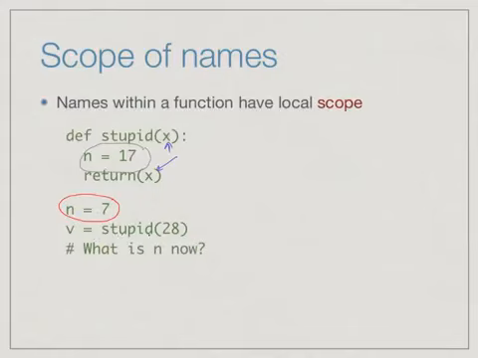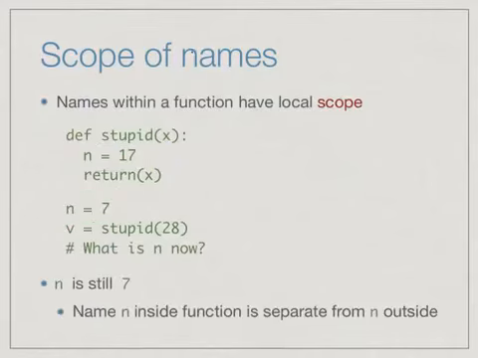Now obviously if we say stupid of 8, then v will also be the input, so v will become 28. The question is that while executing the fact that v is 28, the function internally set n equal to 17. So we have asked n to be 7, then we call this function, and n became 17 inside the function. Is n 17 now or not? So the answer is that n is still 7.